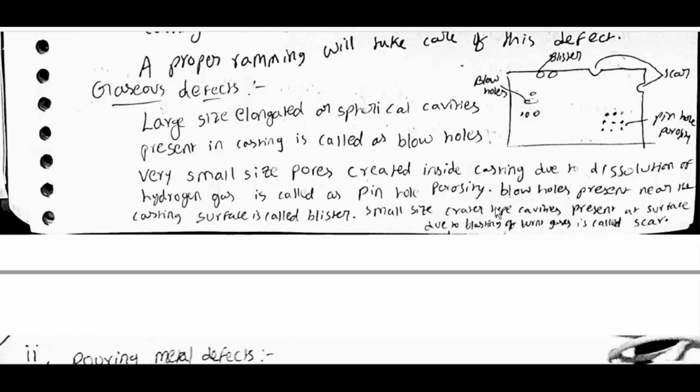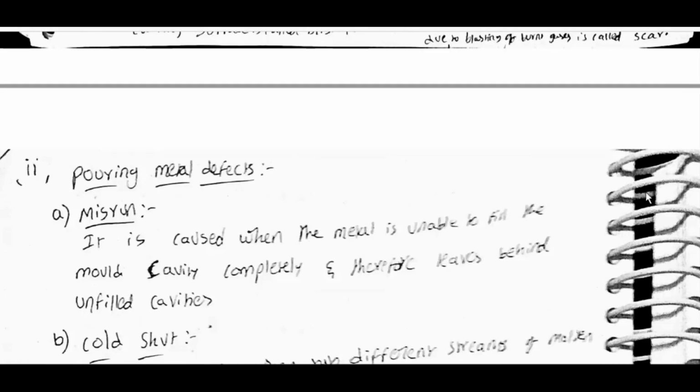These are gaseous defects. Blowholes present near the casting surface are called blisters. Small size crater type cavities present at the surface due to blasting of burnt gas are called scars.